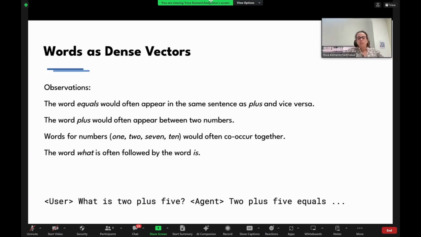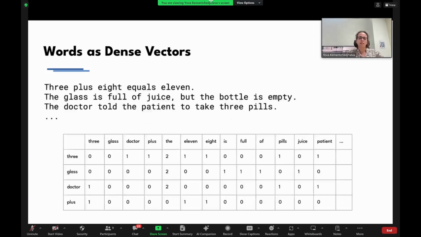And then we can also say the word what is often followed by the word is, because this is often how a question is formed. So all of these observations are things we know as language users, but we don't actually have to manually describe them. What we can do instead is build dense vectors based on counts. So we can say, given a very, very small corpus, as we would call it, which is just a collection of text, we can take every word from this corpus and put it in a matrix like this of n by n words that are all the words found in our corpus, and then we can just count.